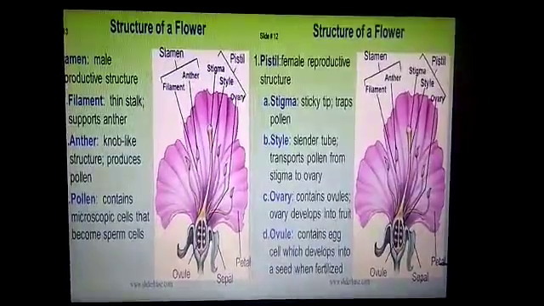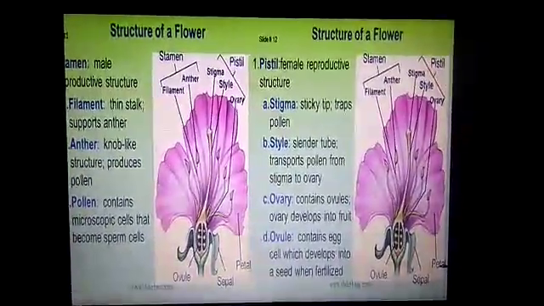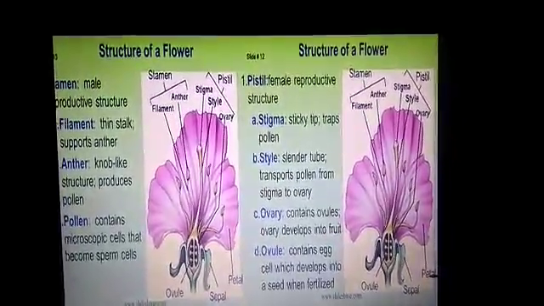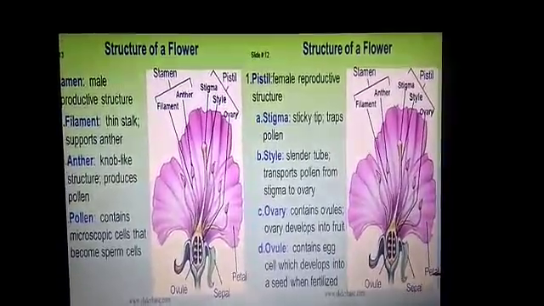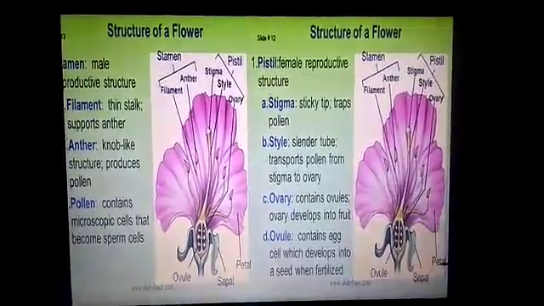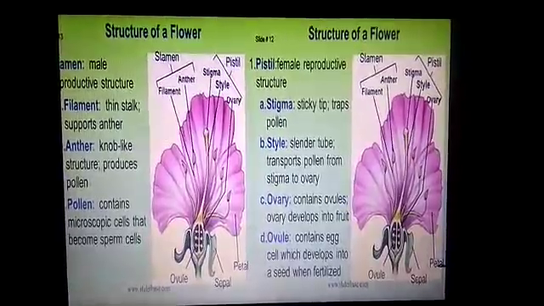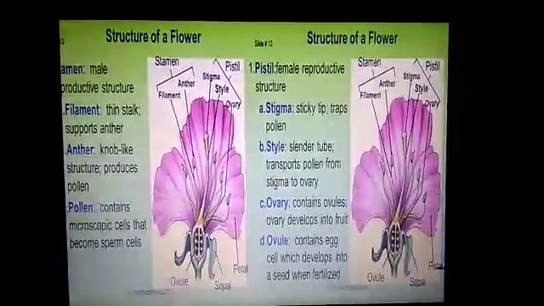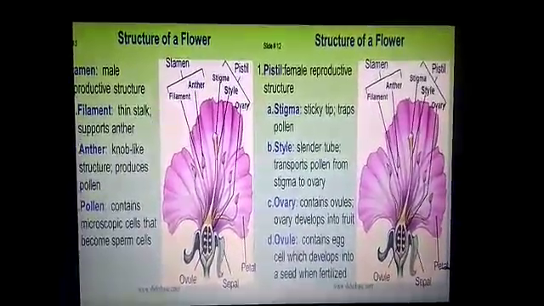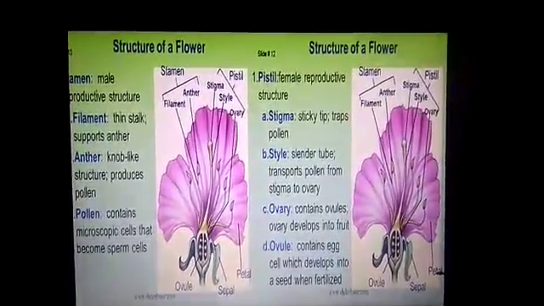And next, the structure of the female flower, the pistil, the female reproductive structure. It consists of parts: stigma, style, ovary and ovule. Stigma is a sticky tip that traps the pollen grains, and the style is a slender tube which transports pollen from the stigma to the ovary. The ovary contains ovules and develops into fruit. The ovule contains an egg cell which develops into a seed when it is fertilized.